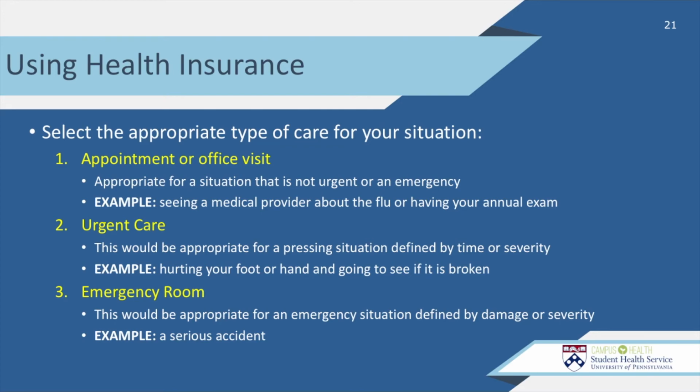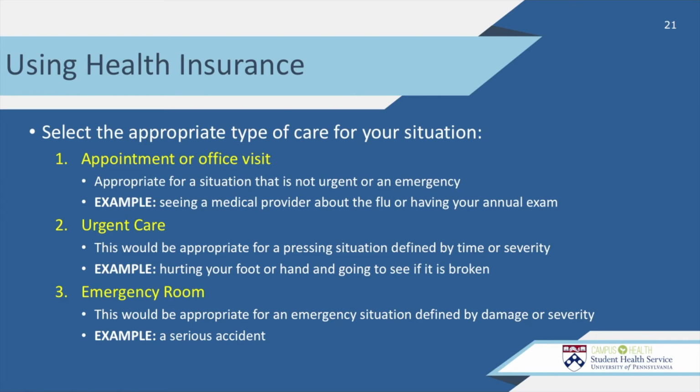Generally, there are 3 levels of care: an appointment or office visit, urgent care, and the emergency room. An appointment or office visit would be for a non-urgent, non-emergency situation, such as seeing a provider because you may have the flu or having an annual exam.